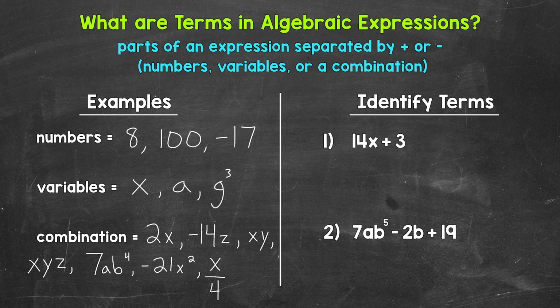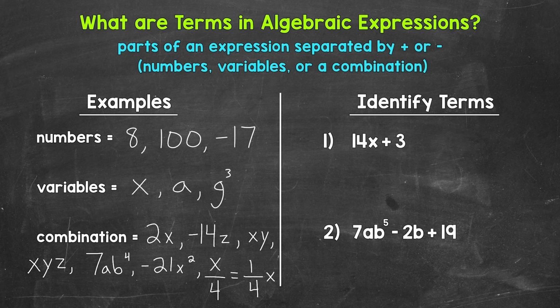Now keep in mind, this can be rewritten using multiplication. x over 4 is equivalent to 1/4 x, or 1/4 times x. So just something to be aware of. I also want to mention that a number in front of a variable or multiple variables is called a coefficient. For example, for 2x, 2 is the coefficient. For -14z, -14 is the coefficient. Now, all of those are examples of terms.